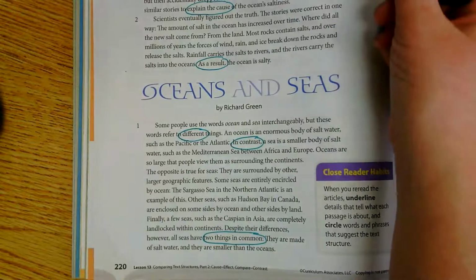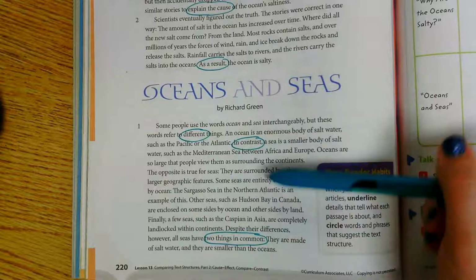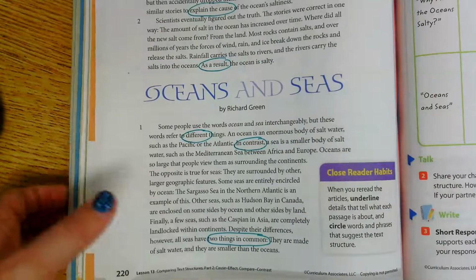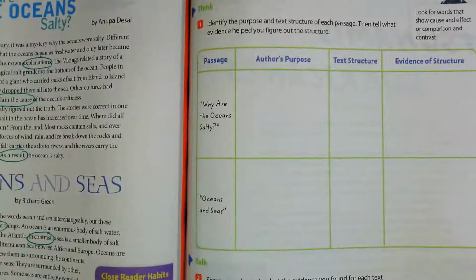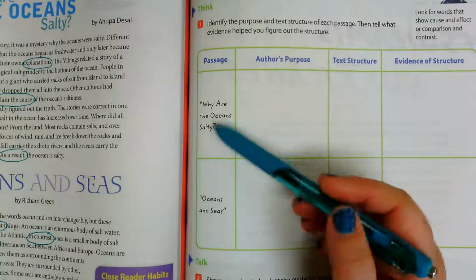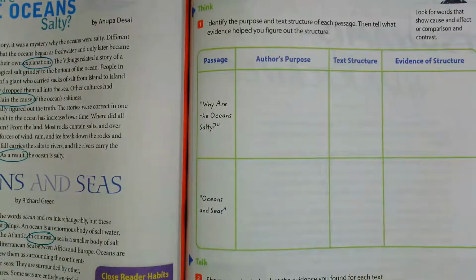We're going to take these clue words that we identified from both passages, and we're going to fill out the same chart that we did previously, just with these two new passages. We're starting with that first passage, Why Are Oceans Salty? The first thing we want to do is give the author's purpose. Well, the purpose is kind of right there in the title, right? The author wants to explain why oceans are salty.